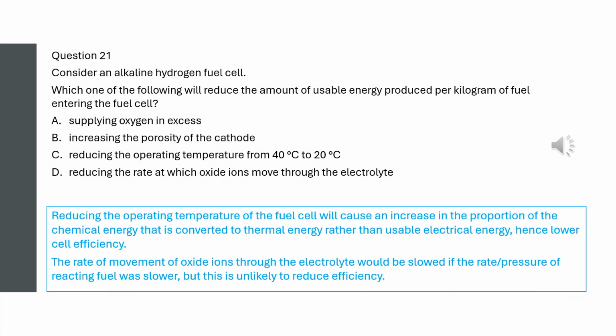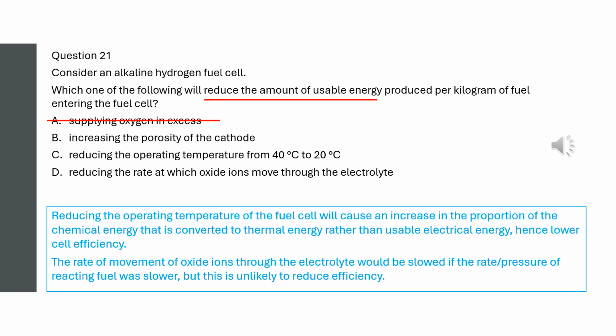Students are asked to identify a method to reduce the amount of usable energy. This usable energy is produced by the hydrogen fuel cell, so the usable energy is electrical energy. Supplying oxygen in excess will increase the efficiency of hydrogen fuel cells. So, A is eliminated. Increasing the cathode's porosity will increase the hydrogen fuel cell's efficiency.